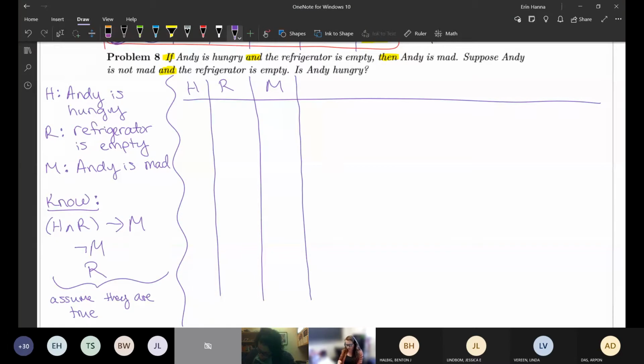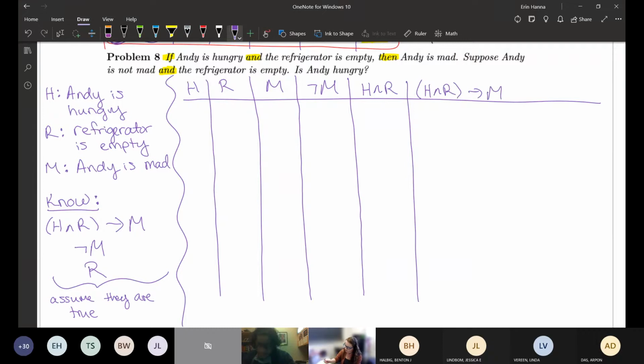And then we're going to need to essentially have all of those things show up. So I need a not M, I already have an R, so that's fine. And I need an H and R, and R implies M. So remember with the larger ones, we always split them up. So I'm going to find an H and R first, and then I'll be able to do the H and R implies M. And then I'll put my conclusion over here.